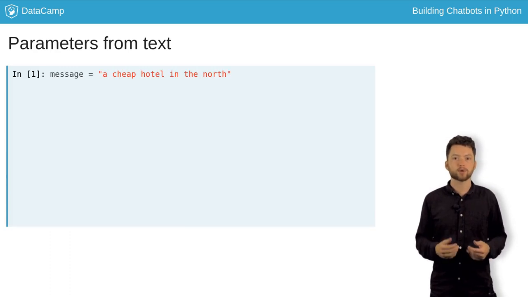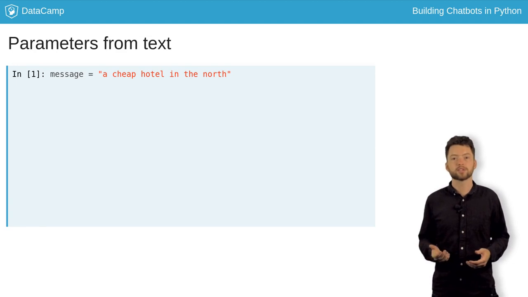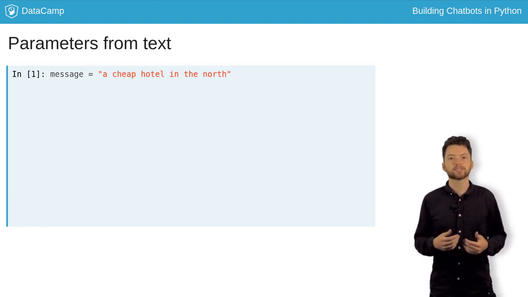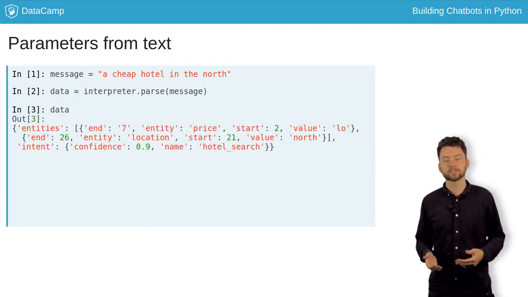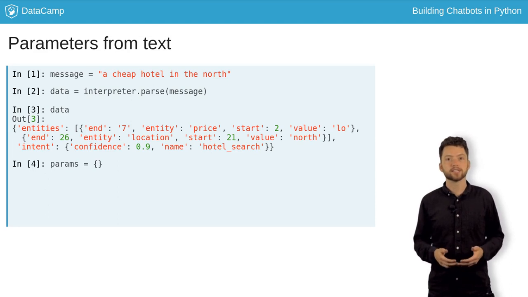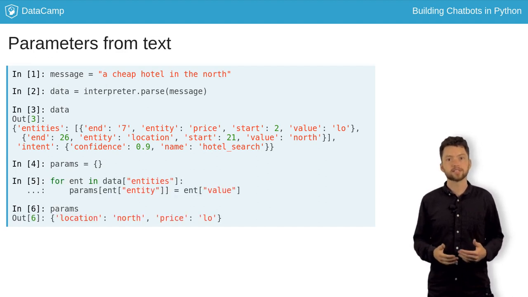First, let's extract the query parameters from a message. We have an interpreter object, which has an already trained RASA-NLU model loaded. We pass the message to interpreter.parse to get the intent and entities. Now we'll initialize an empty dictionary called params, and we'll save the entities as key value pairs in there. To do this, we iterate over the entities in the data dictionary and use the entities as keys and the values as values in the params dictionary.